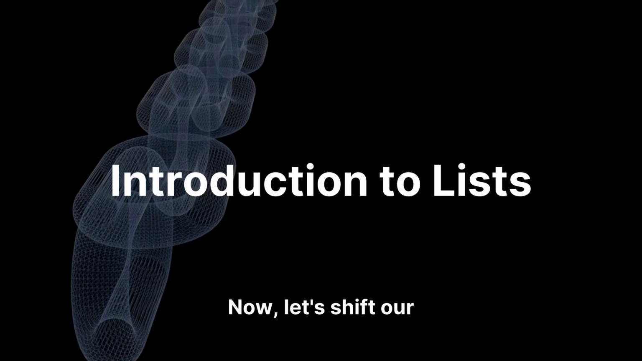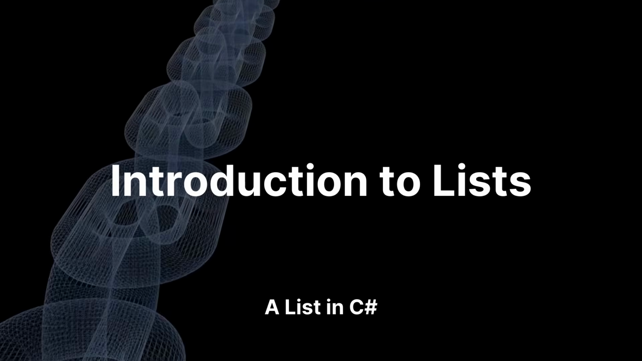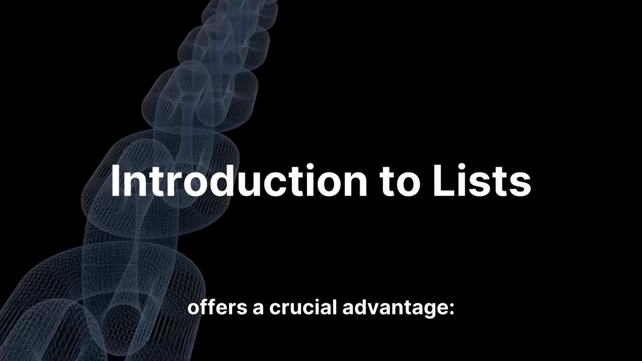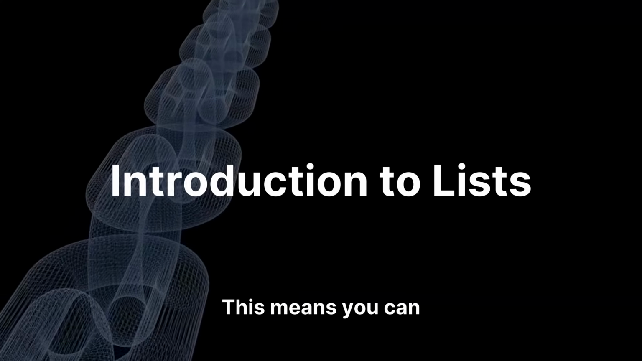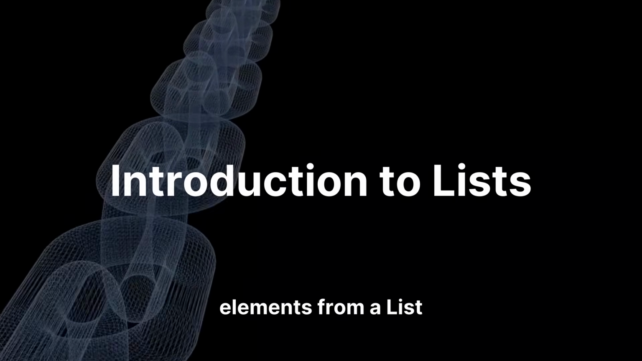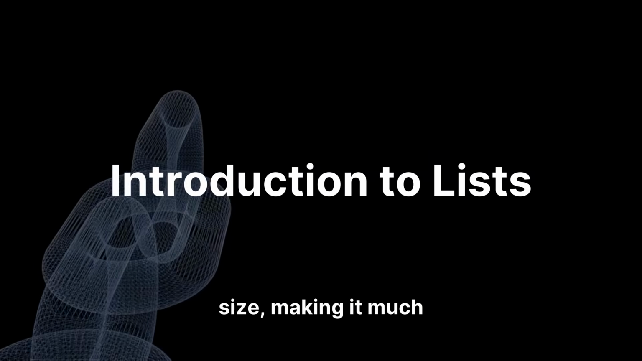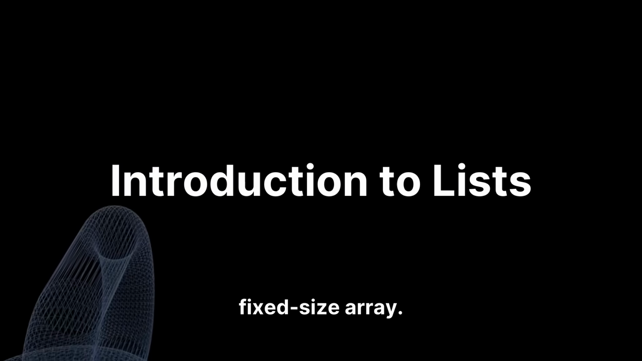Now, let's shift our focus to lists. A list in C# is conceptually similar to an array, but it offers a crucial advantage: it's dynamic. This means you can easily add or remove elements from a list at runtime without needing to predefine its exact size, making it much more flexible than a fixed-size array.